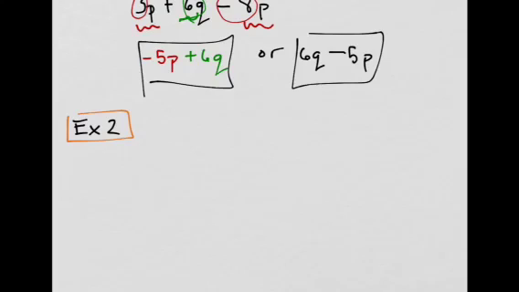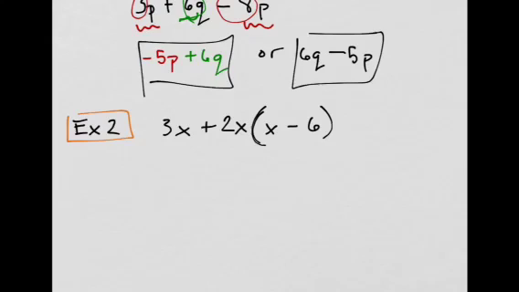Let's see. We'll have 3x plus 2x, not squared, times x minus 6. So we're supposed to combine like terms. We're actually supposed to distribute and combine like terms. So here's what we do.